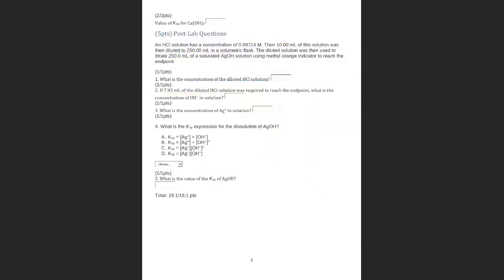Any questions there? 2 and 3 are going to have the same answer. And let's look at number 4. What is the KSP expression for the dissolution of silver hydroxide? Awesome. Yes, thank you. D is the answer. Everybody sees why D is the answer? Awesome. Because we are done with exponents.